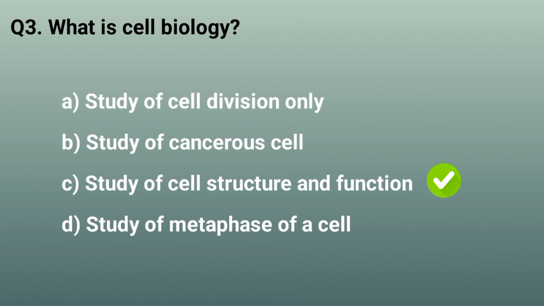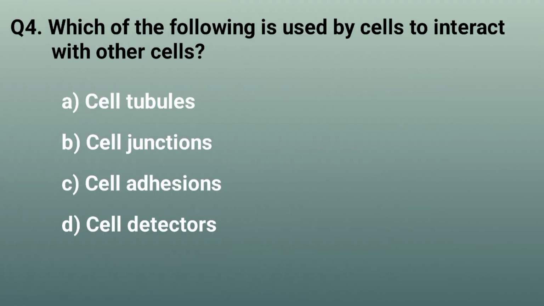Question number 4. Which of the following is used by cell to interact with other cells? The right answer is option B. Cell junctions.